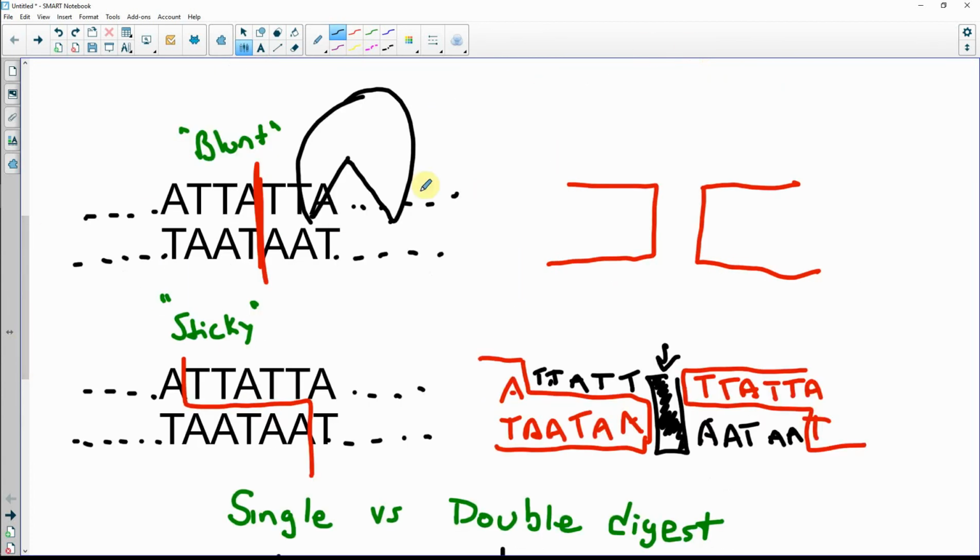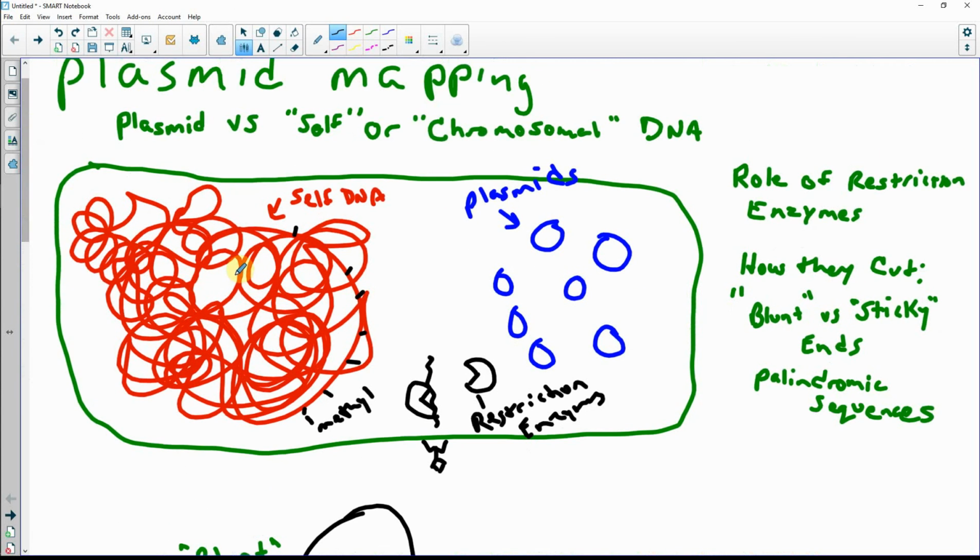but realize that palindromic sequences need to be able to be read forwards and backwards, and top to bottom and bottom to top, as well as what the difference between a blunt and a sticky end is. Okay, and also we need to remember how the DNA is differentiated in a bacterial cell. So we have self DNA, we have plasmid DNA, and then we have viral DNA, which is what this origin for the restriction enzymes is.